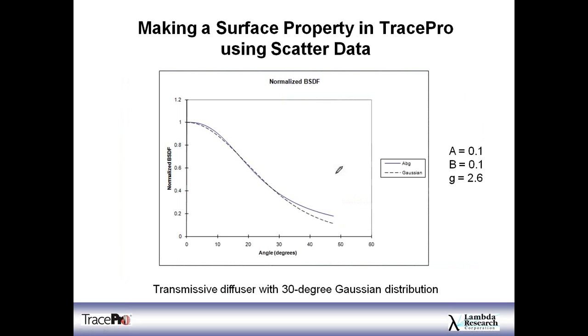Let's take a look now at a transmitted example. This would be a diffuser. In this case, I was looking for a transmissive diffuser with a 30-degree Gaussian distribution. The dotted line in this graph is the 30-degree Gaussian distribution that I was aiming for. The blue curve is the ABG curve fitted to that data with these values: A and B equal to 0.1, G is 2.6.